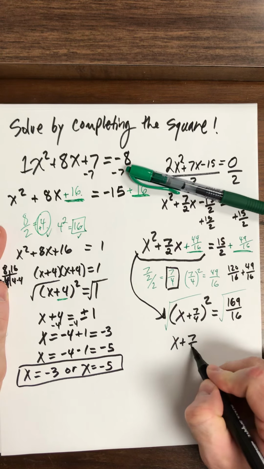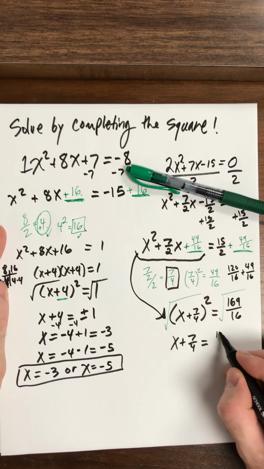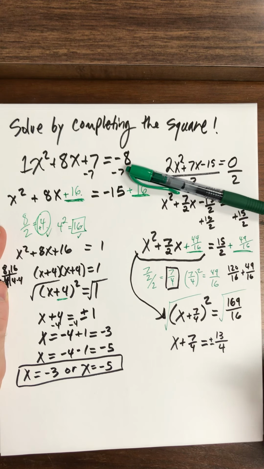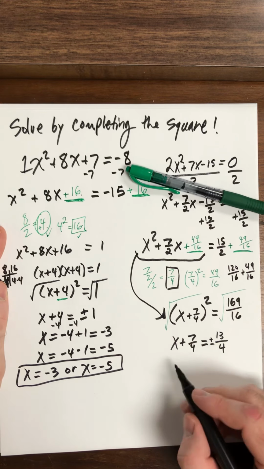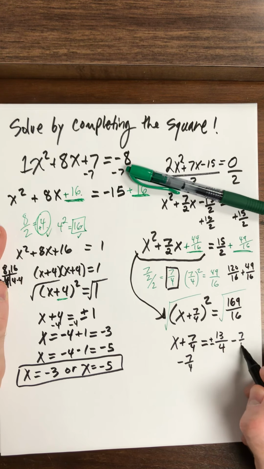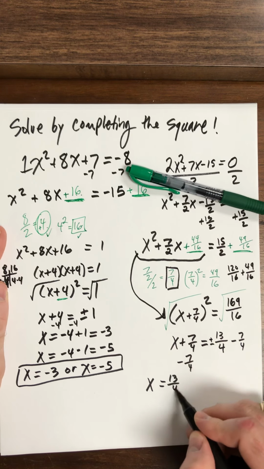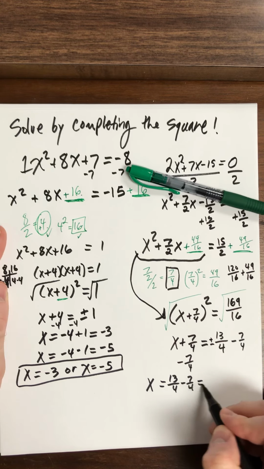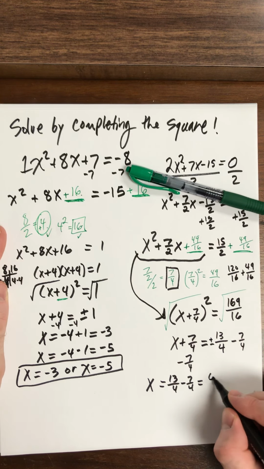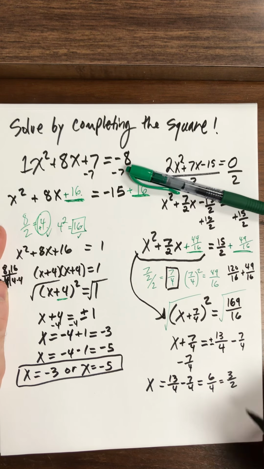So x plus 7 over 4 equals, well, what's the square root of 169? That's 13. What's the square root of 16? That's 4. But I have that plus or minus in there. All right, this is working out nicely. So I subtract 7 over 4 from both sides. Okay, so x is equal to 13 over 4 minus 7 over 4, which is what? That's 6 over 4, which is 3/2.